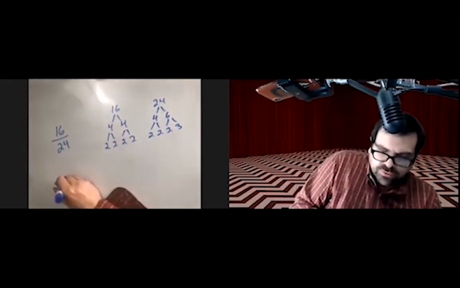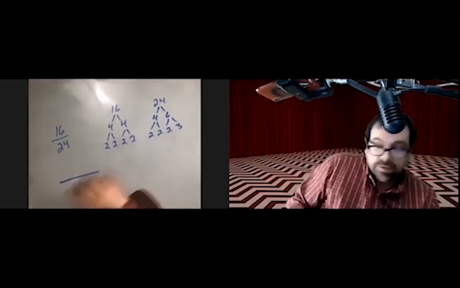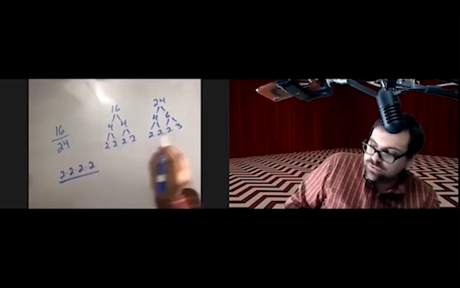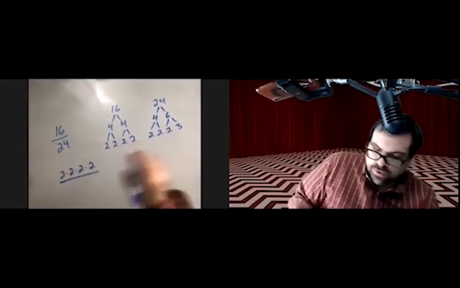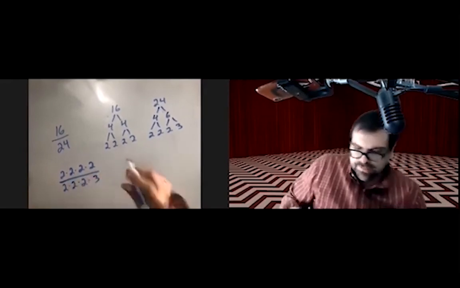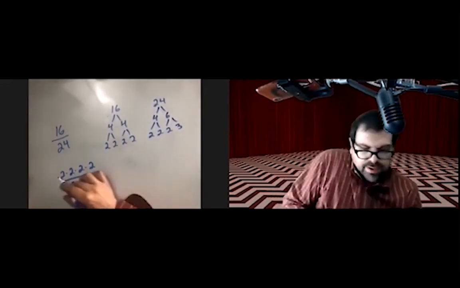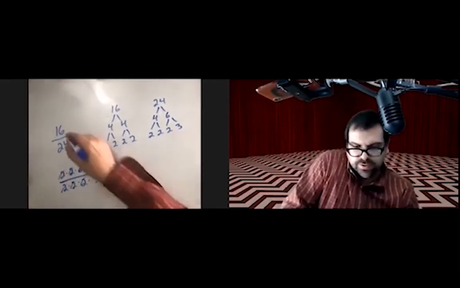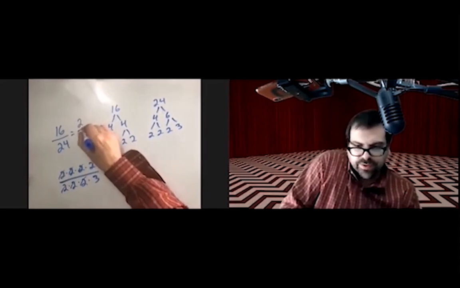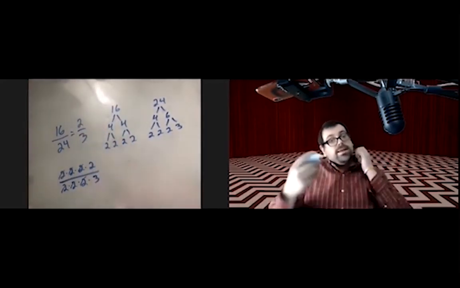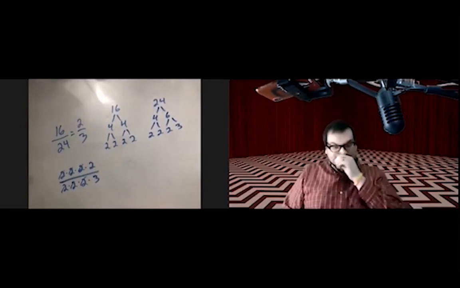So 16 over 24 can be rewritten as 2 times 2 times 2 times 2 over 2 times 2 times 2 times 3. And then we can cancel pairs of 2's, and we're left with 2 over 3. And that's one way to reduce fractions.